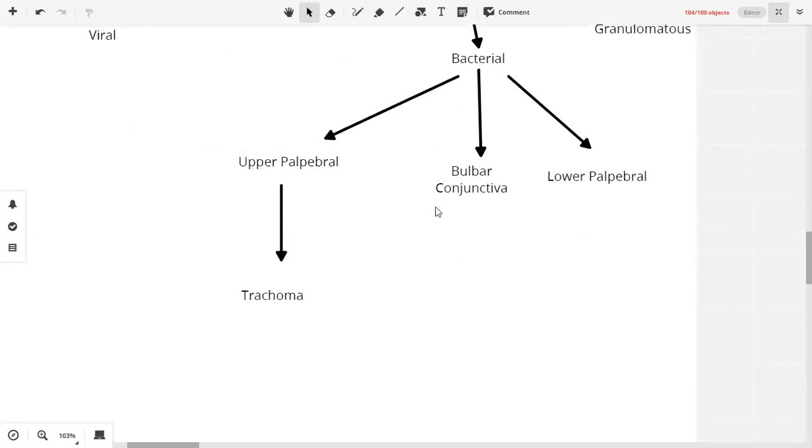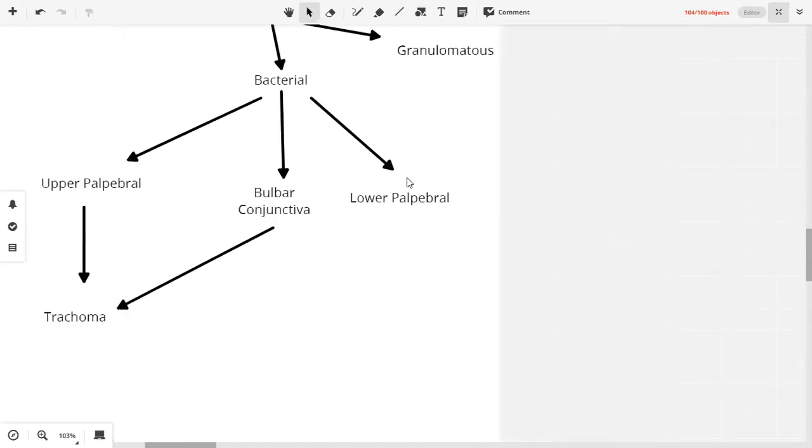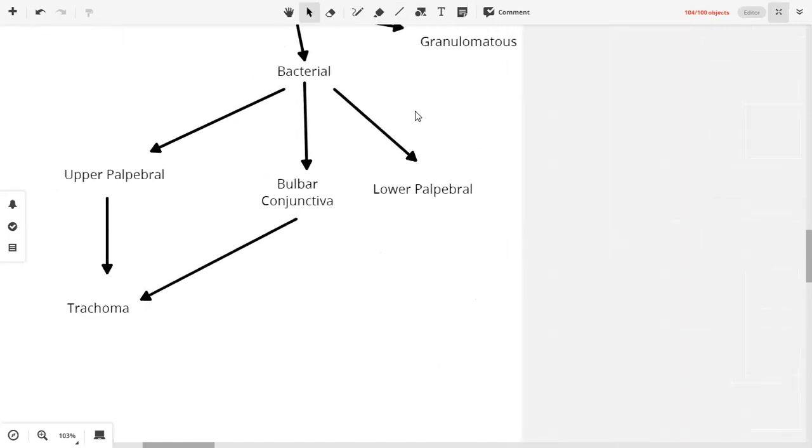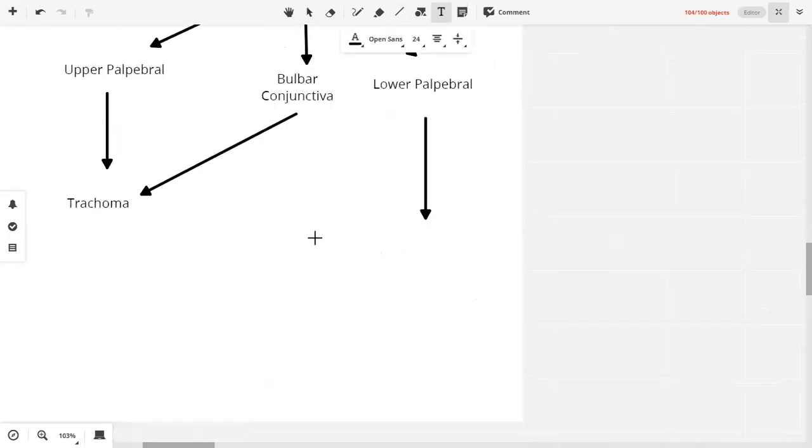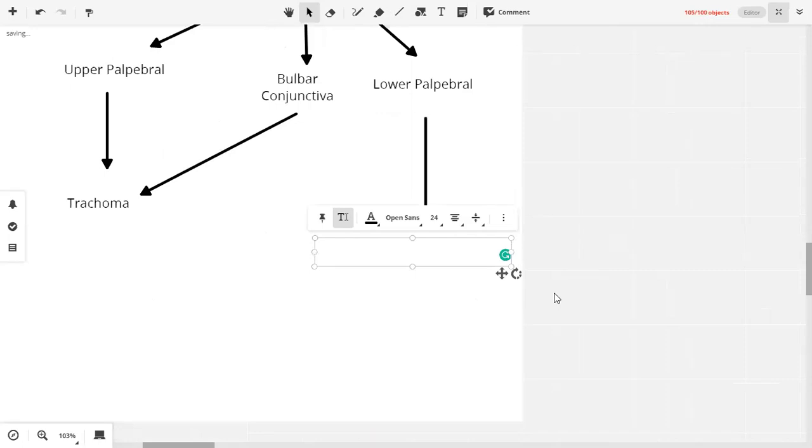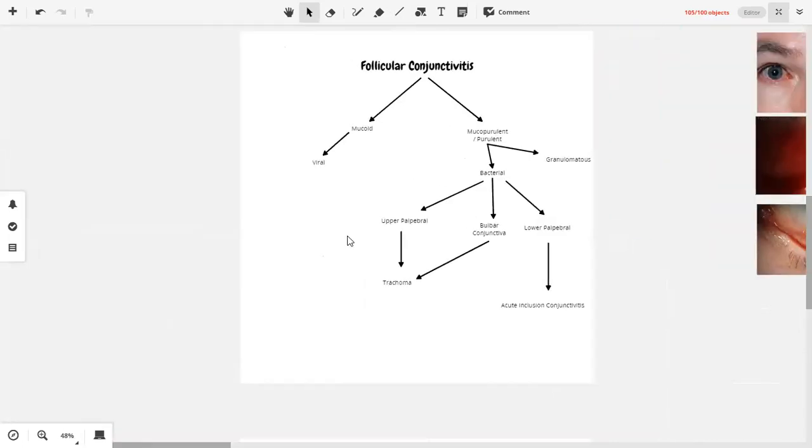If we have bulbar follicles, our diagnosis will go towards trachoma. And if we have follicles in the lower palpebrum in a greater amount, our diagnosis will be inclusion conjunctivitis, acute inclusion conjunctivitis. So this is how you will look at it when follicular conjunctivitis comes up.